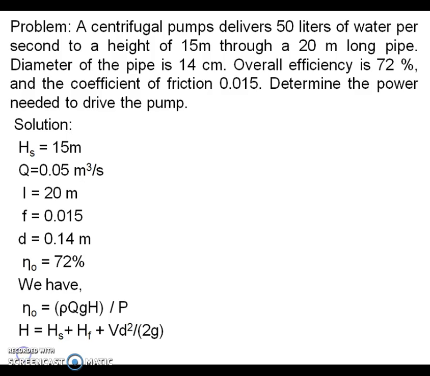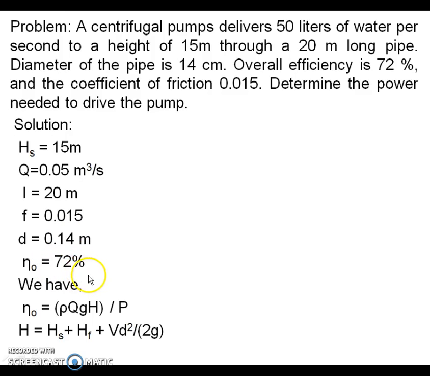This is a typical problem which talks about a centrifugal pump that delivers 50 liters of water per second to a height of 15 meters through a 20 meter long pipe. The diameter of the pipe is given as 14 centimeters, overall efficiency being 72% and coefficient of friction 0.015, and we have to determine the power needed to drive the pump. So we are given HS, the suction head, as 15 meters, discharge 0.05 meter cube per second, length 20 meters, coefficient of friction 0.015, diameter of pipe 0.14 meters, and overall efficiency 72%.